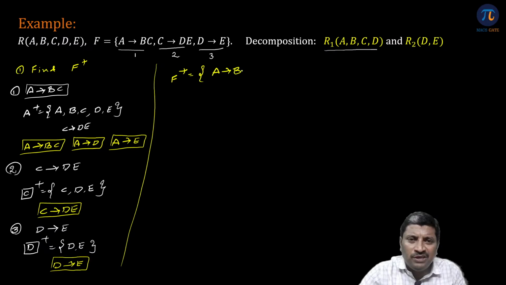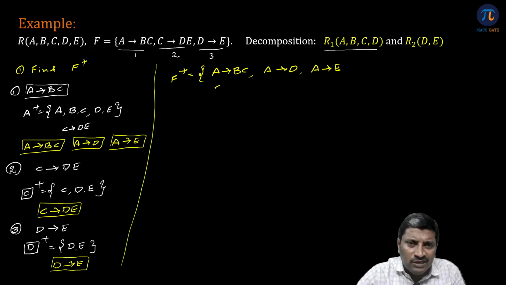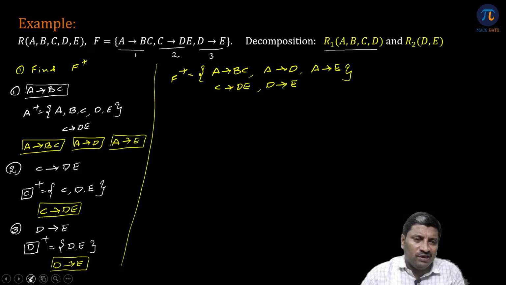So what is F closure? A implies BC, A implies D, A implies E. Then C implies DE, D implies E. Right? So this is F plus or F closure. We completed the first step. What is the second step?